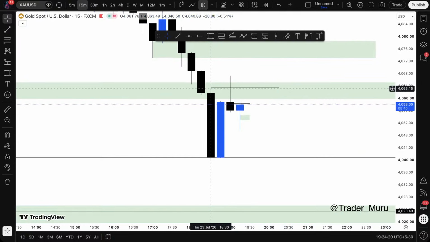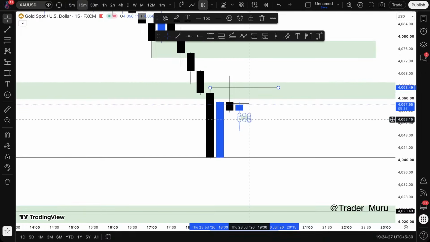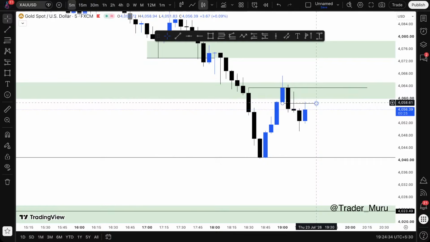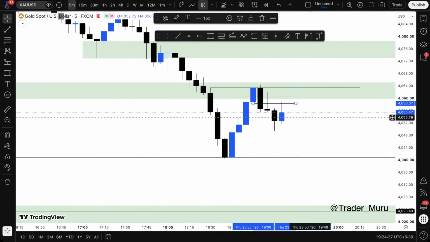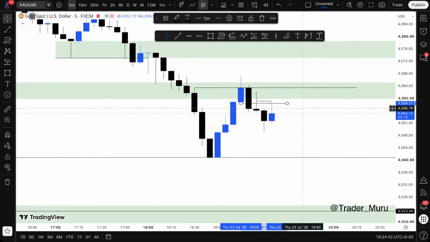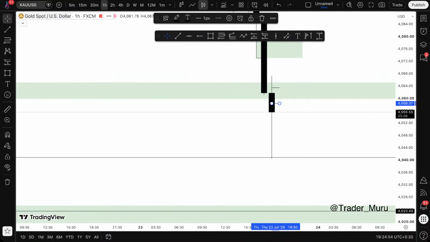I will buy if I get a breakout above this high in the 15-minute time frame. Before that, buying is not a good option here. Just a high sweep. How much time is left for the 1 hour closing? 5 minutes.